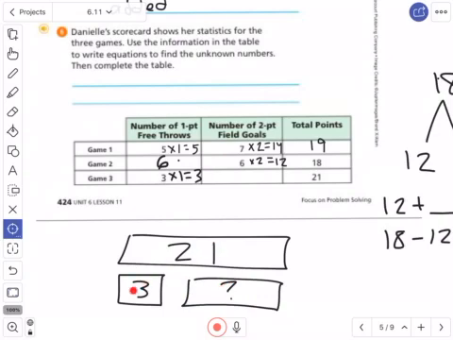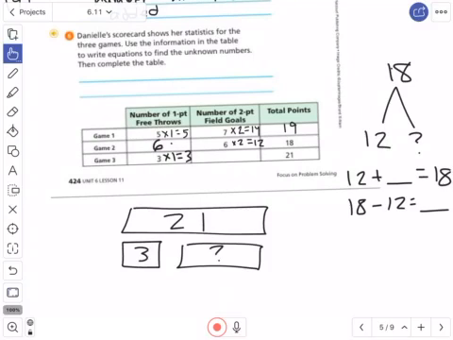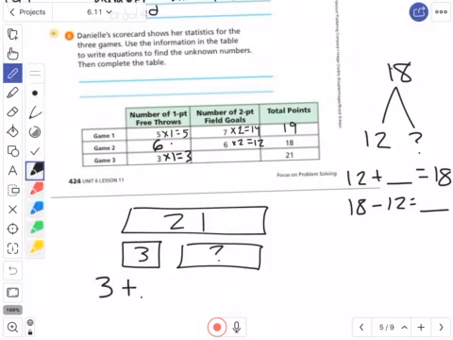I don't know that, so I'm going to have to use backwards thinking. I'm going to have to use the opposite, subtraction, because addition and subtraction are connected. So I would think about it like this: 3 plus something equals 21. Well, I can switch it to 21 minus 3 equals something. Oh, okay. Well, 21 minus 3 is 18.